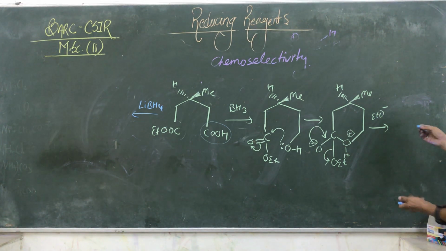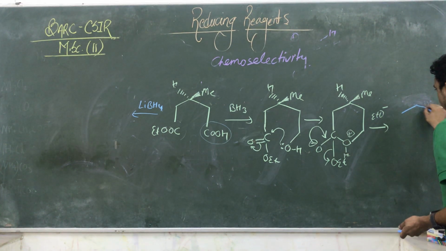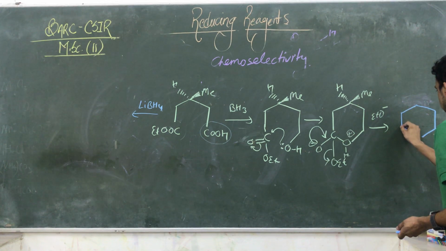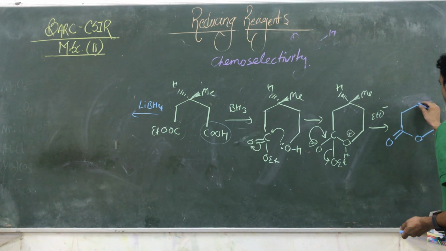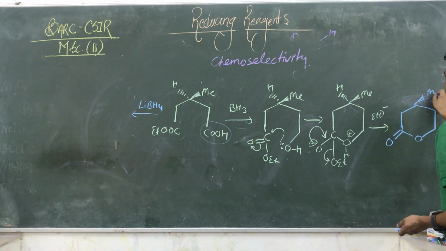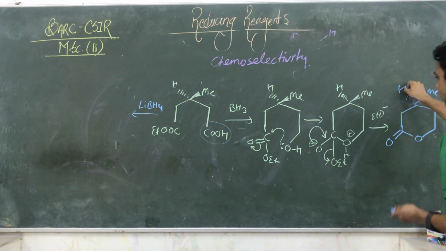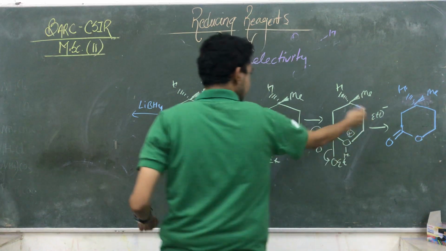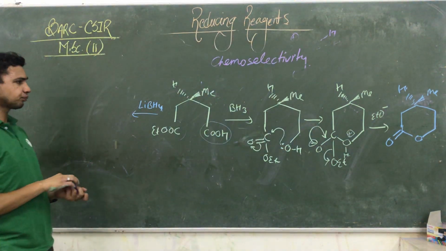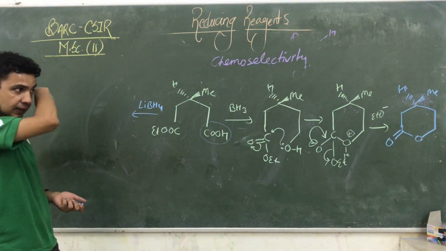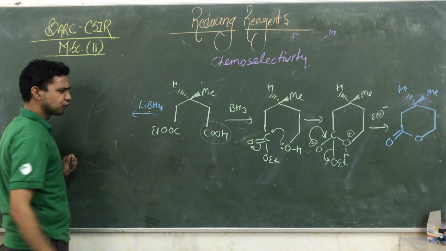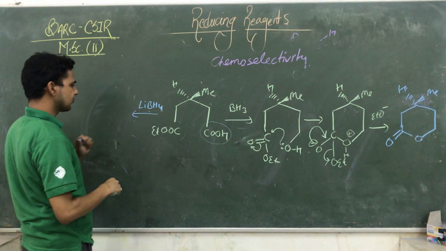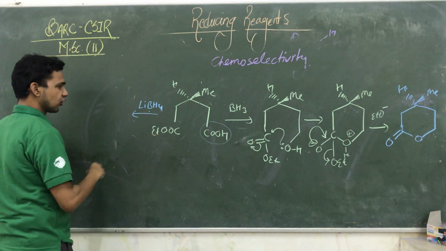So we are getting a structure. The structure is O double bond O. That is Me and that one is H. Okay. So we are getting that compound. A cyclic compound is there. It's a kind of lactone. So what happens if LiBH4 is affecting?